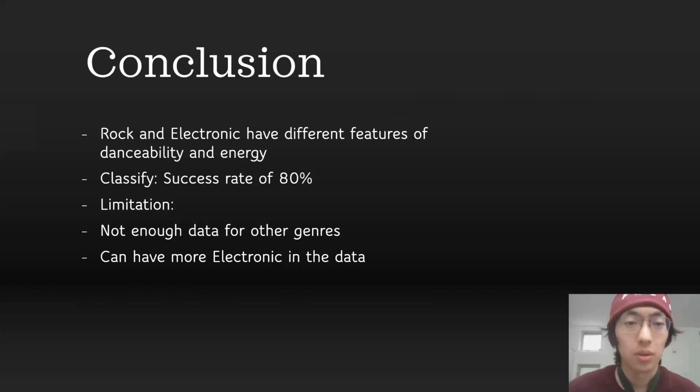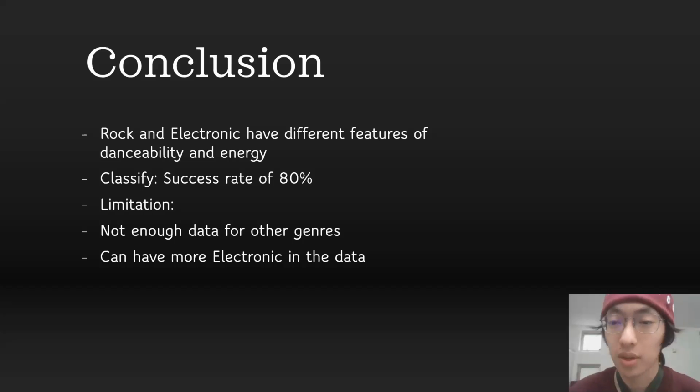As for the conclusion, we can see that rock and electronic music have different features of danceability and energy. And when we use classifiers to predict the types of music, we have a success rate that's close to 80%, which is pretty good.